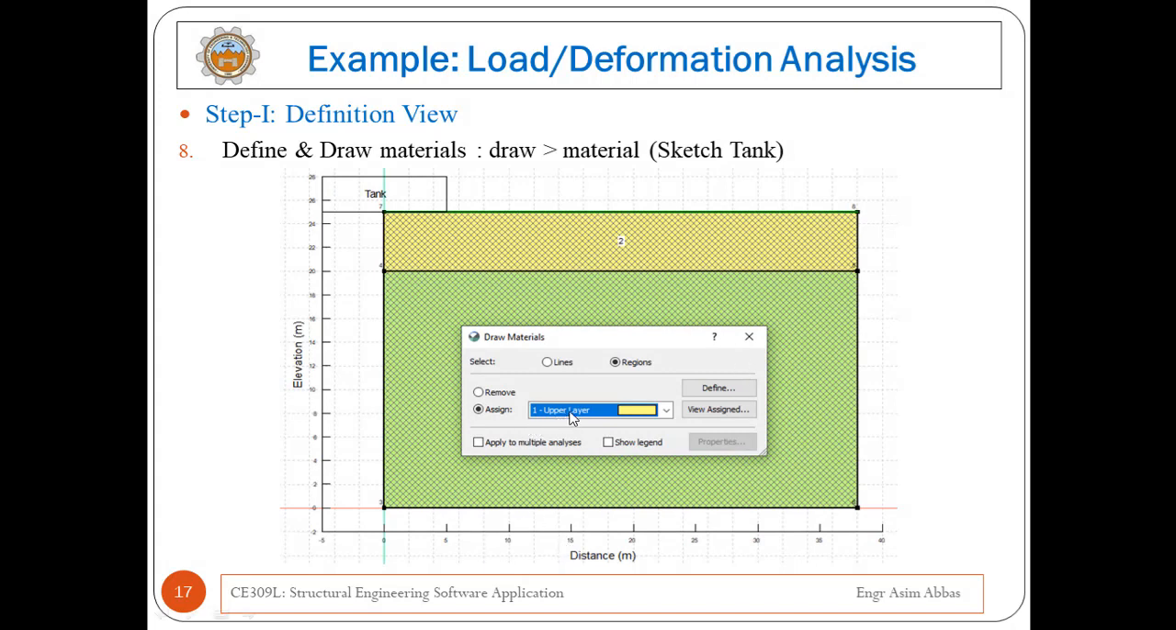From here I will choose the upper layer material, and I will assign it to the upper layer, and then similarly I will choose the lower layer material, and then I will assign it to the specific location. And also I will sketch the tank at this location, right?